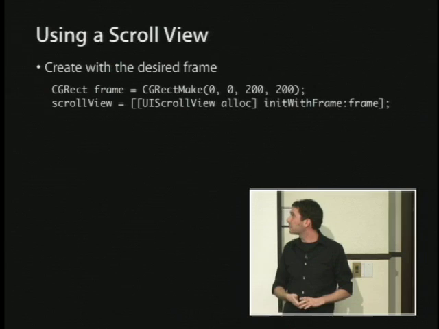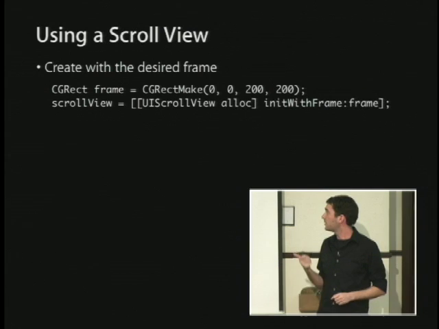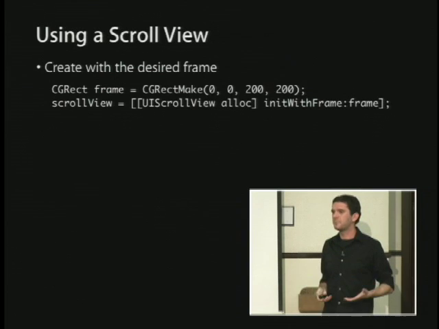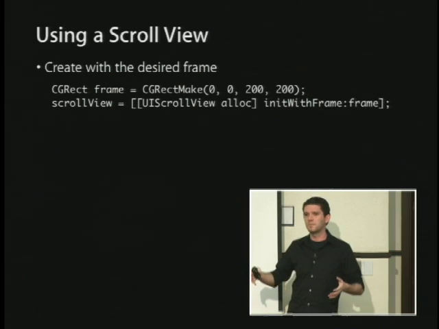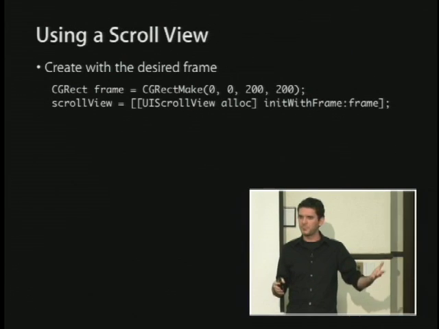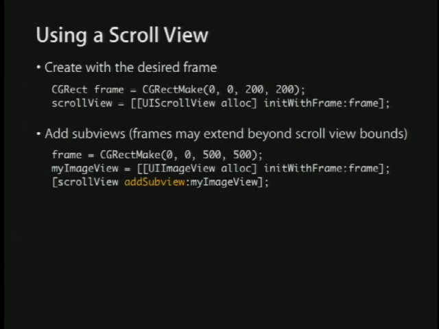So we'll create our frame here, CGRectMake 0, 0, 200, 200, and we'll call UIScrollView alloc initWithFrame frame. Then we'll add that as a subview to our view, and we'll add some other content view as a subview to it. So maybe we'll have a UIImageView that we want to pan around inside of our UIScrollView. So we'll allocate that and put it inside. The frames of your subviews can actually extend beyond the bounds of the UIScrollView. This is pretty much the whole point of the UIScrollView to begin with.